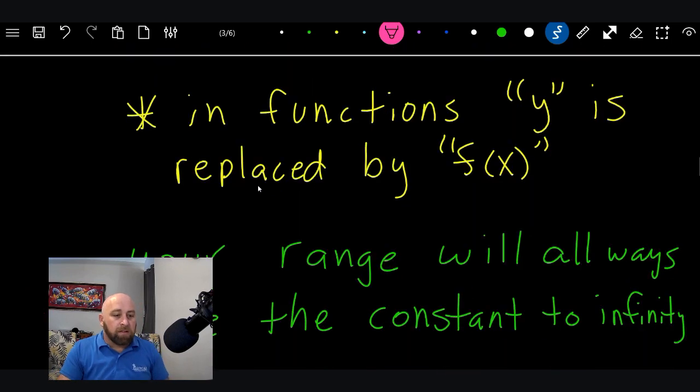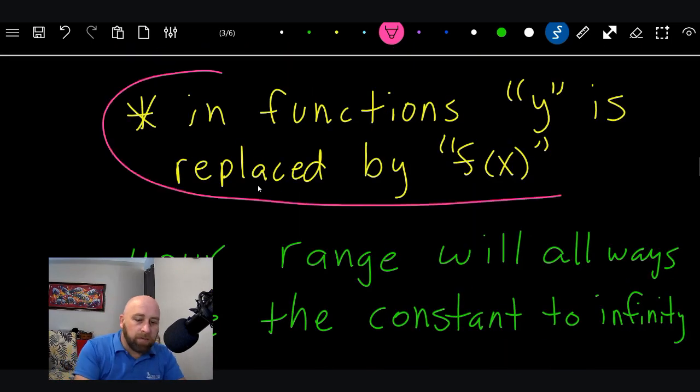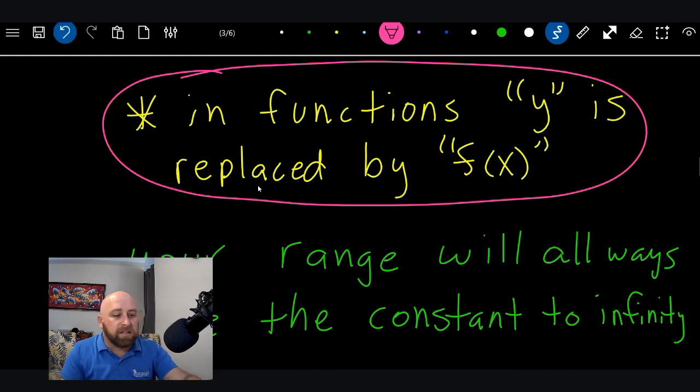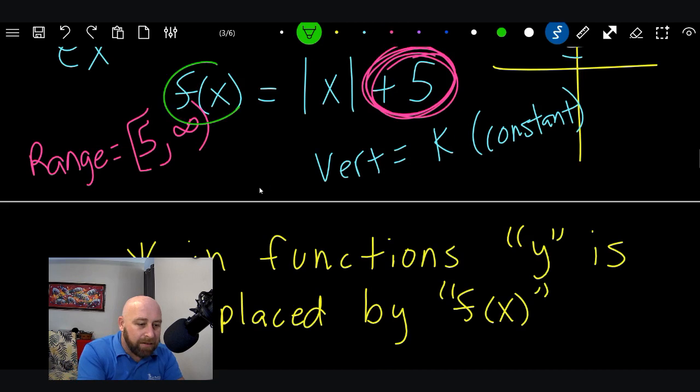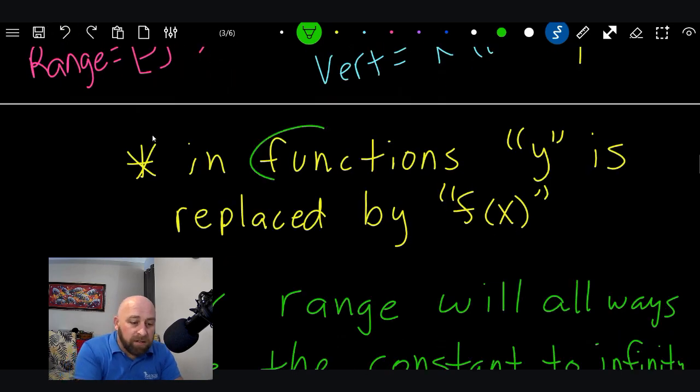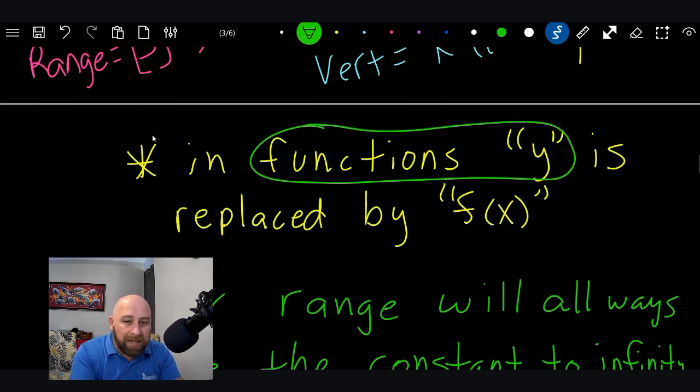Okay, so I wrote down here, and if you want to write that down, this is important because I wrote this right here, and you're like, what is that? See that right there where I wrote that, you say function of x. So in functions, we replace the y with function of x.